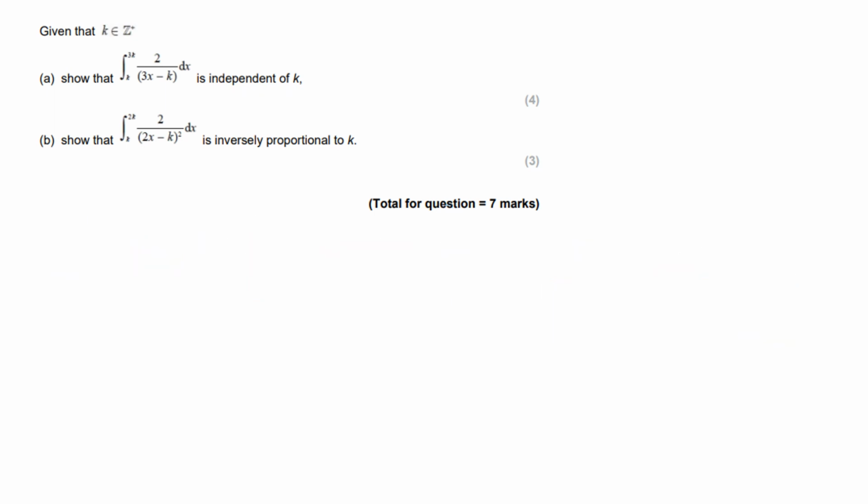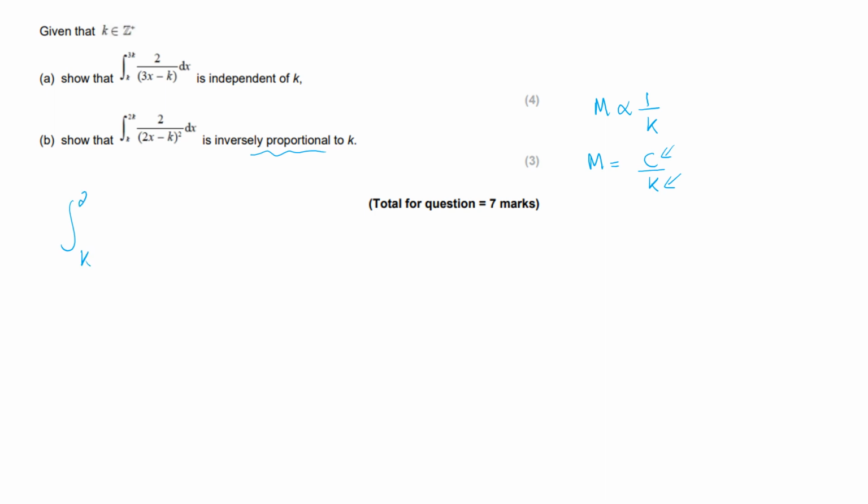In part B, we're being asked to show that this integral is inversely proportional to k. Now, if m was inversely proportional to k, I would write it like that. And to get rid of the proportionality sign, I would write m is equal to some constant, let's call it c, over k. So when things are inversely proportional, as one goes up, the other goes down. So this sort of format is the answer we're trying to get, where it's some constant times by 1 over k. So let's have a look at the integration.